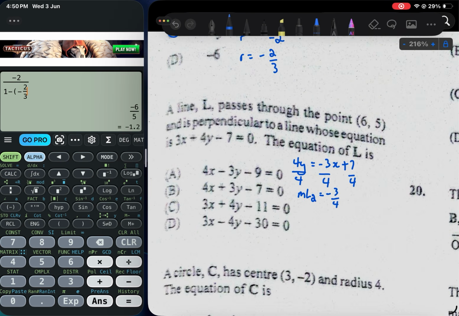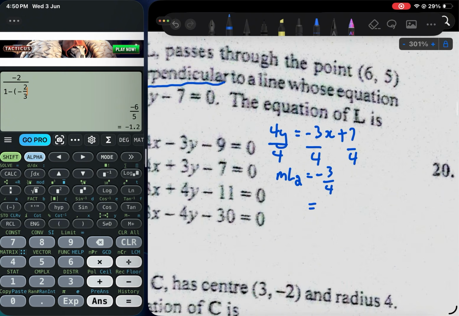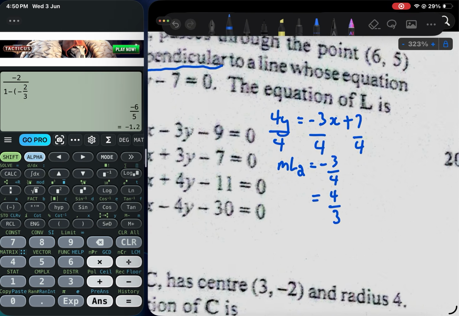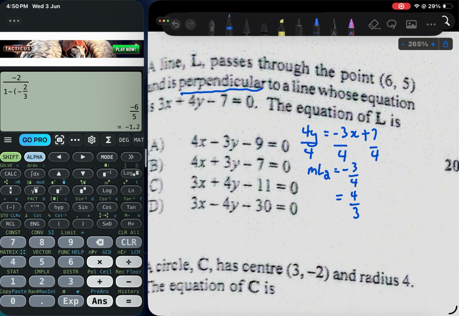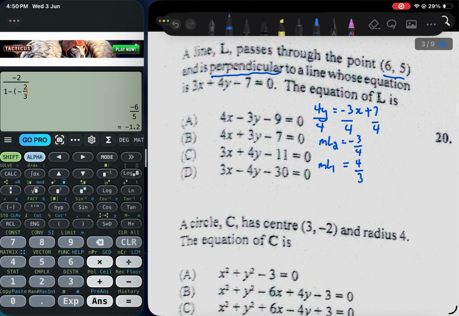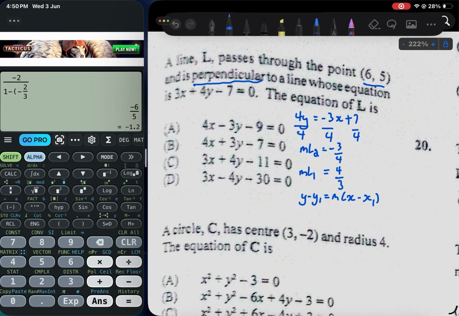And if the gradient of this line is perpendicular to the other line, then we can find the gradient of L1 by finding the reciprocal and changing the sign. So it'd be 4 over 3 for the gradient of L1. And we know it passes through the point (6, 5), so you can use the point-slope formula, which is y minus y1 is equal to m(x minus x1). So y minus 5 is equal to 4 over 3 (x minus 6).